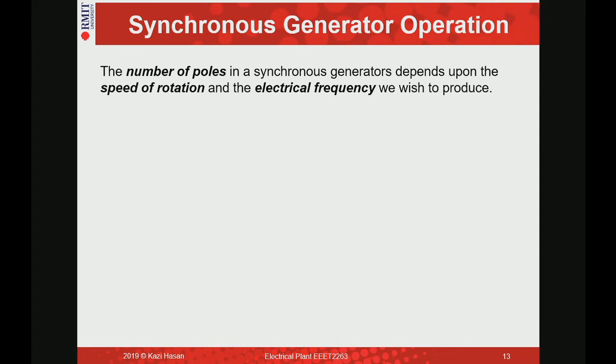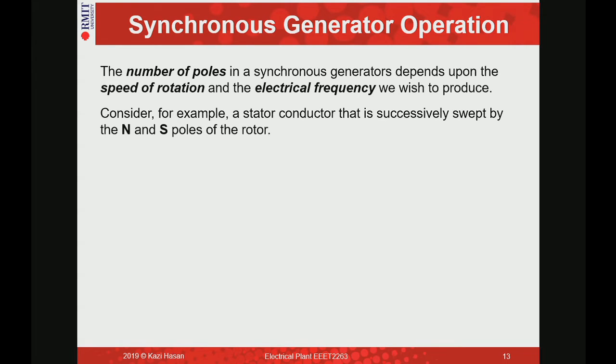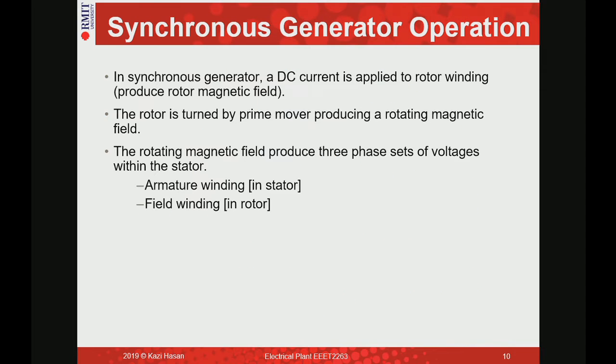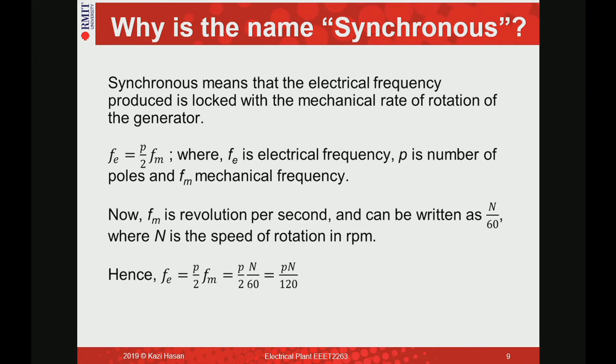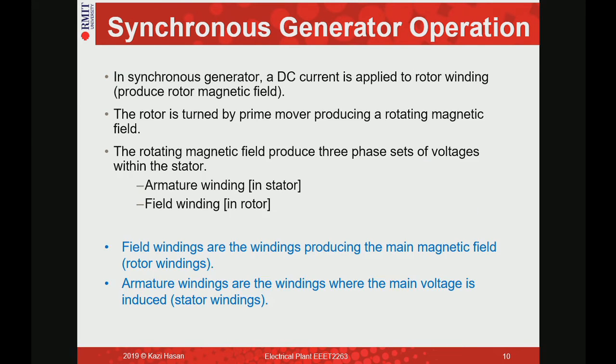Now, we covered that actually a little bit. The number of poles in a synchronous machine generator depends upon the speed of the rotation and the electrical frequency we wish to produce. So we have seen that in this equation. Where is the equation? Here, the electrical frequency is related to the poles of the machine and the speed of the machine. So the poles of the machine are connected to the speed and the frequency.